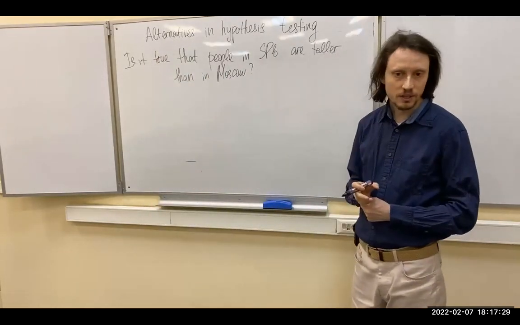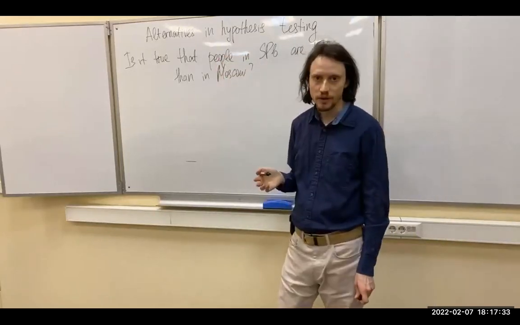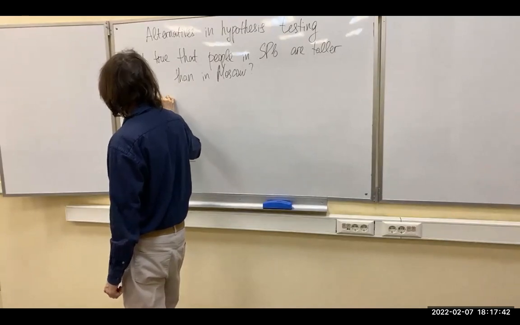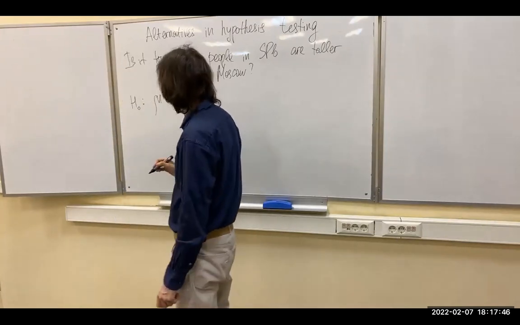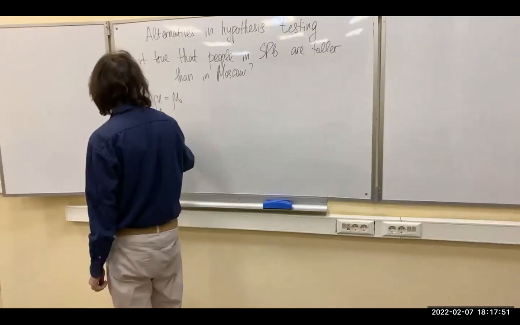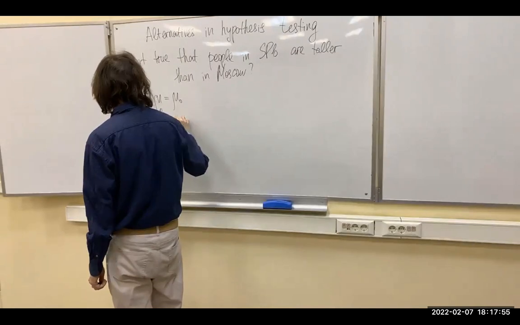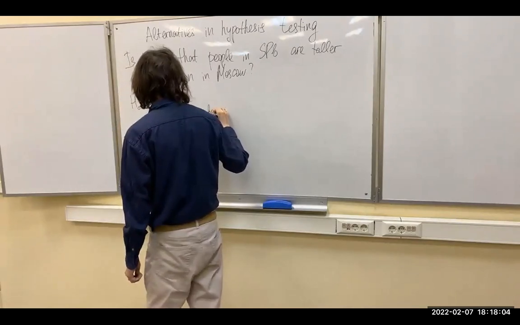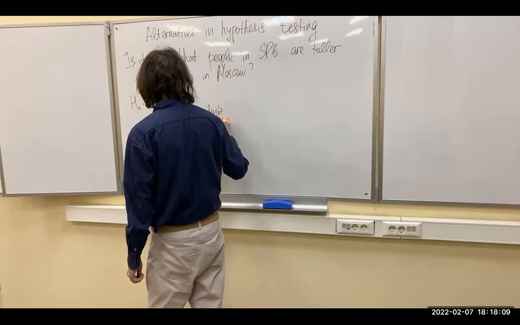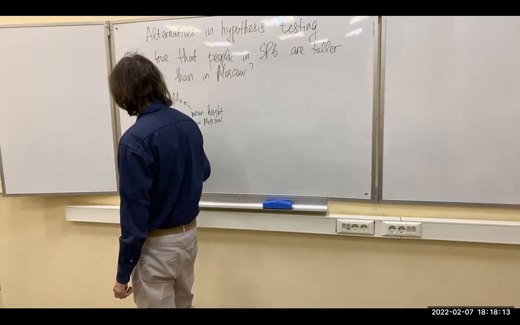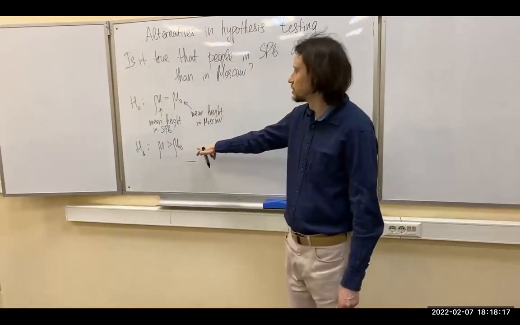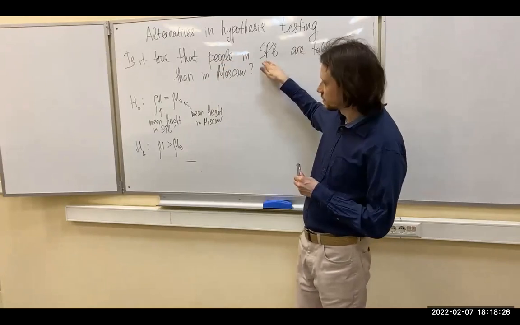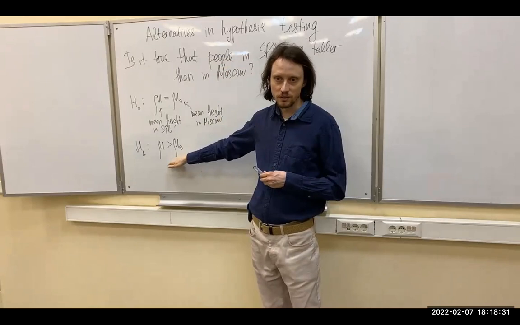And so we discussed a formalization of this question in the form of hypotheses, and we have the null hypothesis that some value mu is equal to some value mu naught. So this is the mean height in St. Petersburg, and this is the mean height in Moscow. And we had an alternative that mu is, for example, larger than mu naught. And this alternative corresponds to this yes or no question. The answer yes means that we have this alternative.